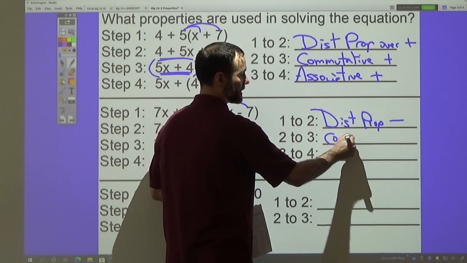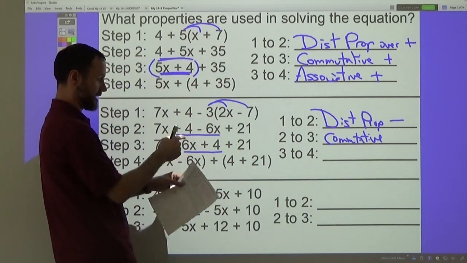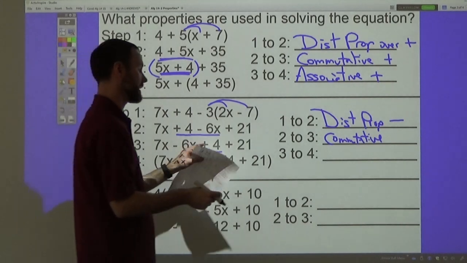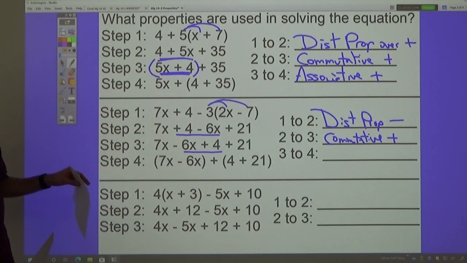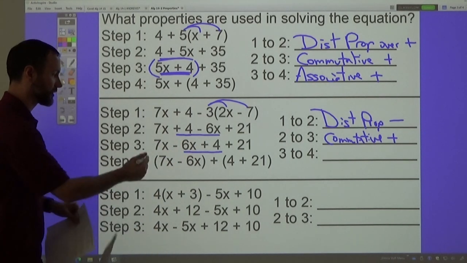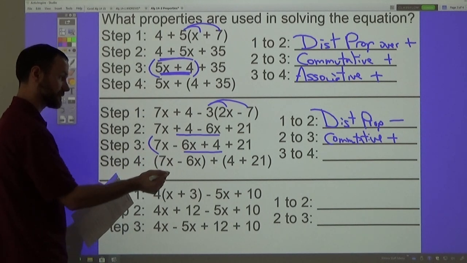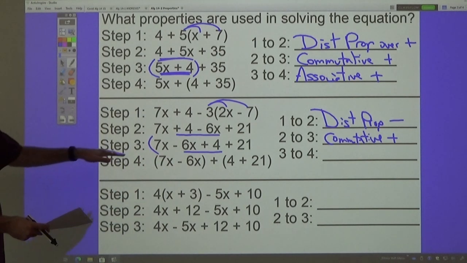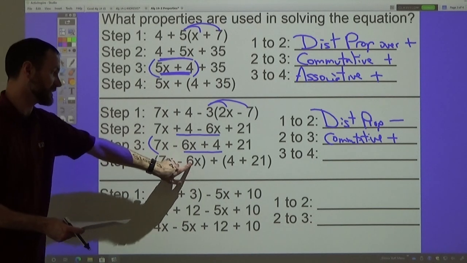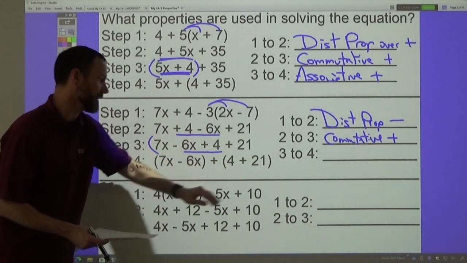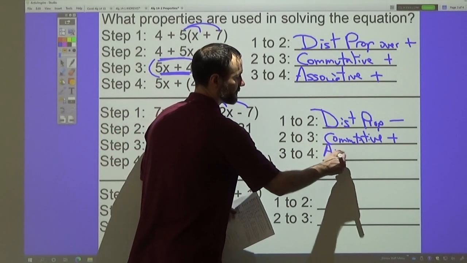So this is commutative, and it's commutative with adding, all right? We're adding those two things together. How do you get from step 3 to step 4? We are clearly switching the groups. It was 7x. You're switching the groups, all right? We're doing this first, plus, and then this. So we're making groups out of it, so that's why it is the associative.